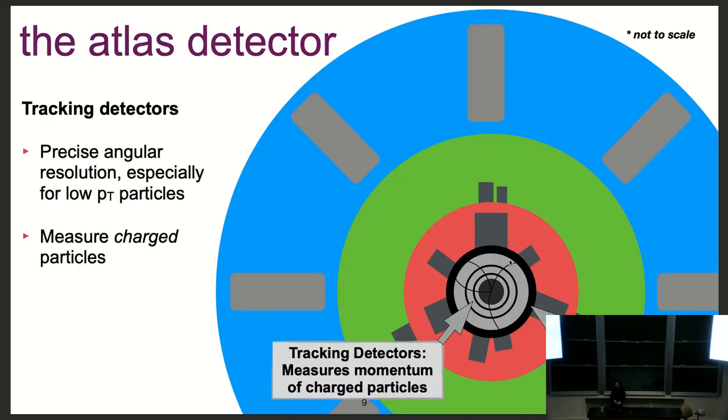So on the very inside of the detector, we have the tracking detectors. And these are really good for measuring the momentum of charged particles. So especially for lower PT particles, it works really well. And the thing to note here is that, as you might imagine, tracking detectors only are going to measure charged particles in general. This is really useful, but only if you have something with charge. So for a photon, for instance, this is not generally so useful.